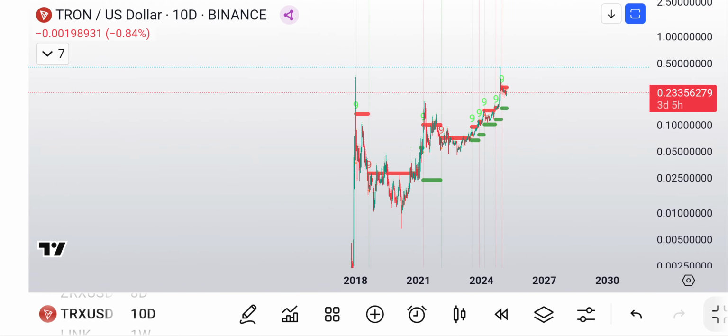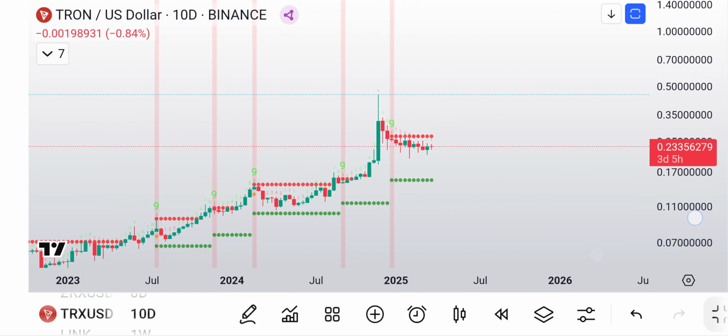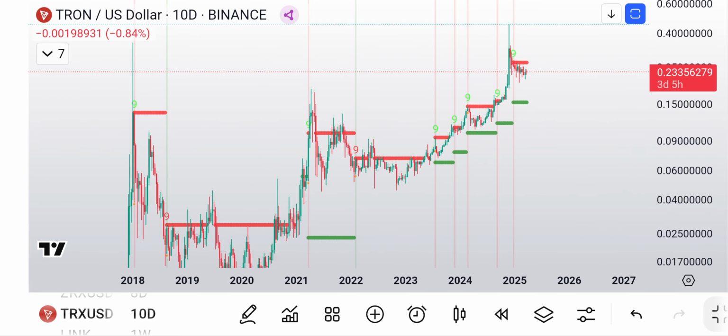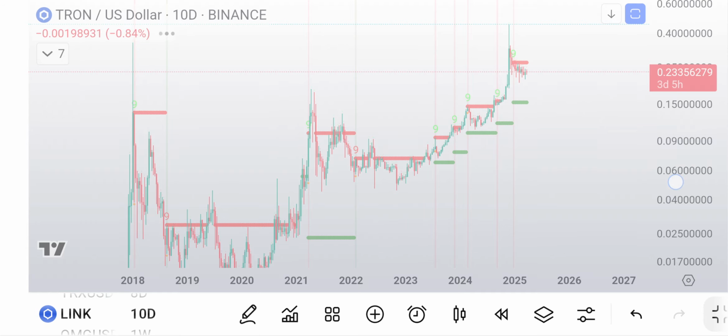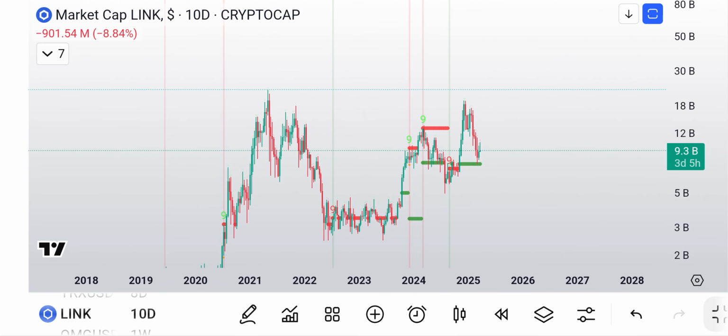Tron is the only one that can say it went into a bull run. And look at Tron. Oh my God. To me, Tron is so strong, man. We saw massive liquidations, massive carnage, but look at Tron. It's just chilling. It's nothing. Look at Chainlink. Where is the bull run with Chainlink? There's no bull run, right?